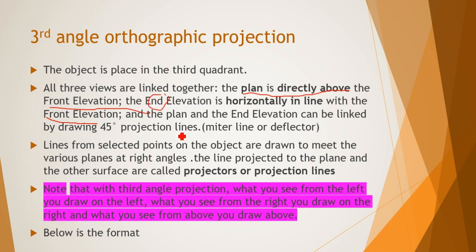The lines used in orthographic projections that are projected from the plane to the surface are called the projectors or projection lines. Just a note to the student: in third angle orthographic projection, what you see on the left, you draw on the left, and what you see on the right, you draw on the right. I'll briefly explain this in the next slide.